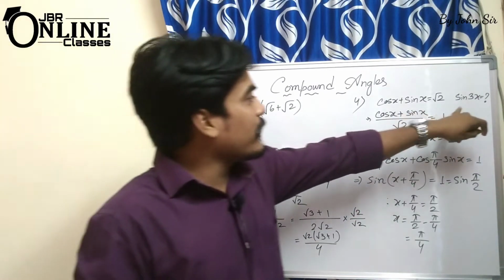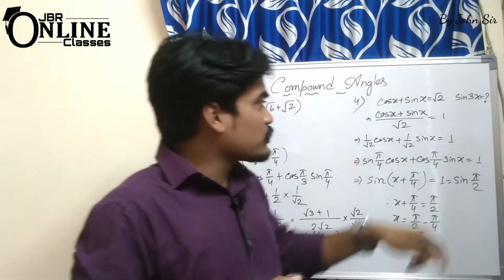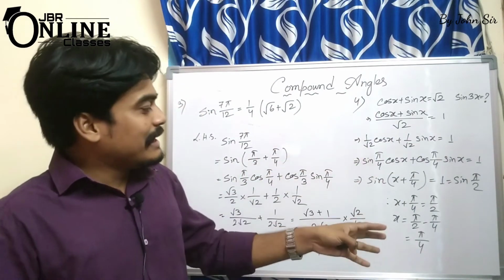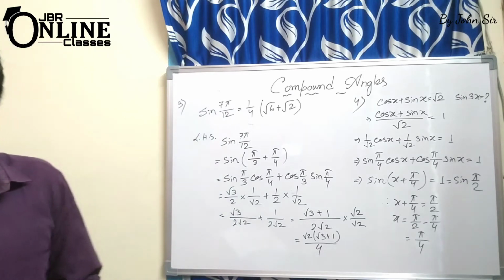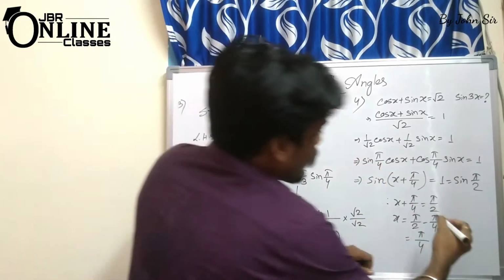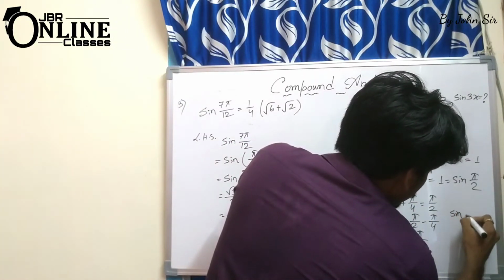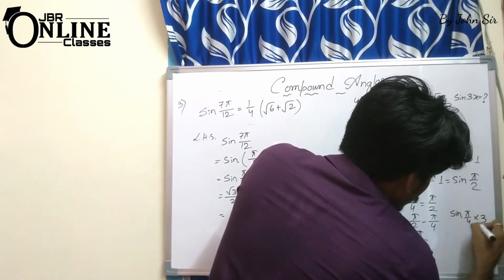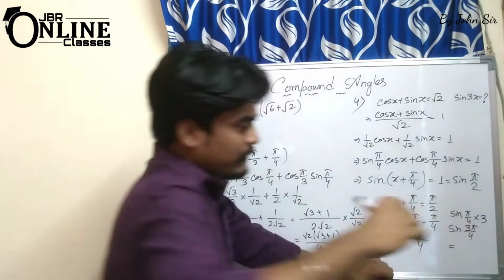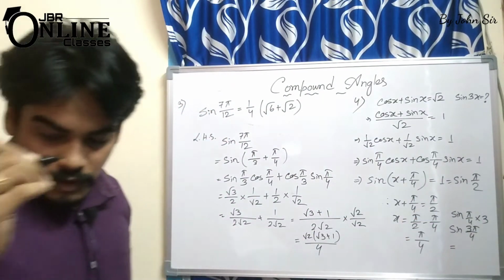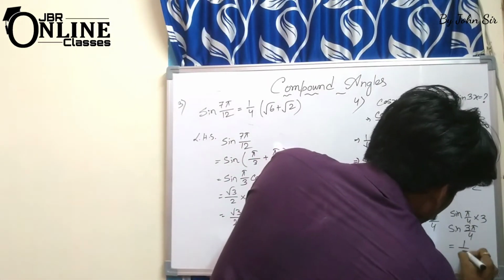Okay, now you have to find out sine 3x. So that means you have to find out sine pi by 4 into 3. So the value will be 1 by root 2. So sine pi by 4 into 3, that means sine 3 pi by 4. So the final value of sine 3 pi by 4, that equal to 1 by root 2.